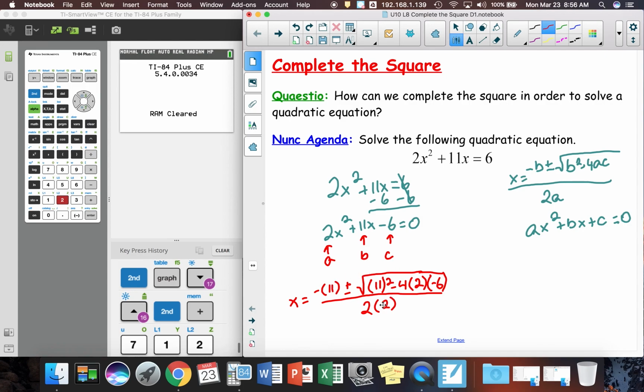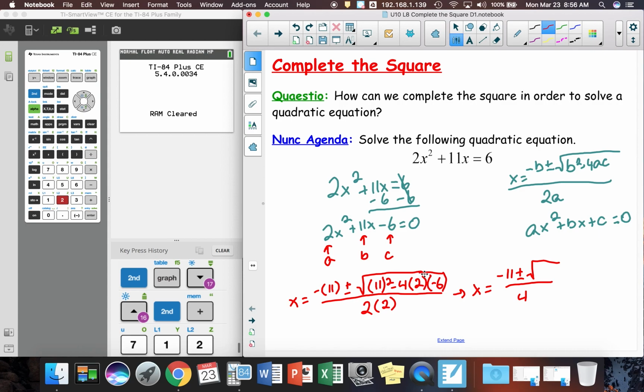Alright, now there's 3 different parts here. There are 3 parts that we can type into the calculator. Now, a couple of these are actually easy to solve without a calculator. So I'm going to do that. We have x equals negative times 11 is just negative 11. I bring my plus or minus, and I bring the square root sign. And this is all over 4.